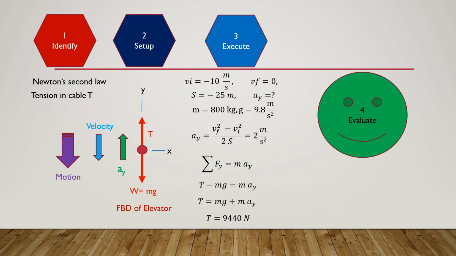9440 Newton. Next step is to evaluate the answer. Since the weight of the elevator was calculated as 7840 Newton, tension in the cable was calculated as 9440 Newton. We can see that tension in the cable is greater than the weight of the elevator, that was expected in this case. So our result is correct.